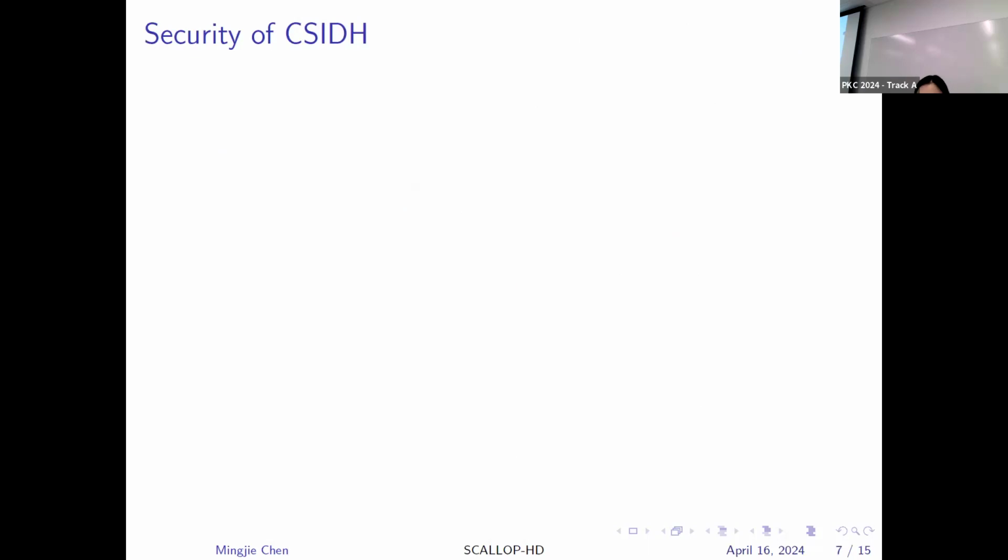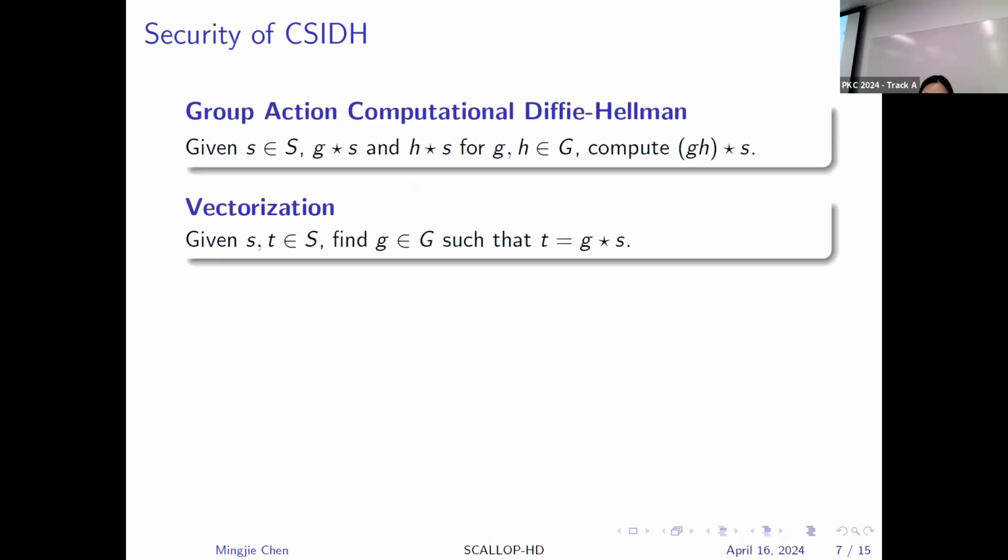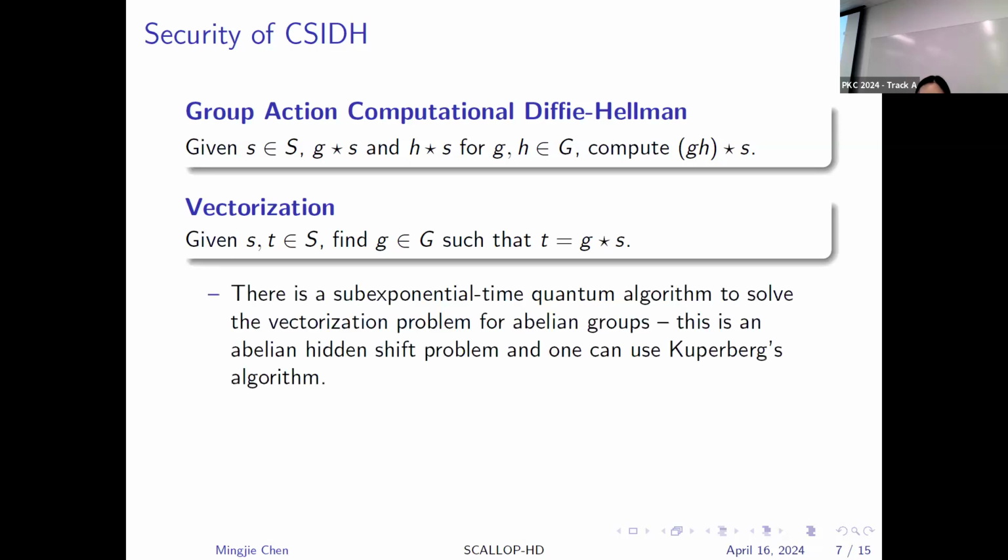The desire to scale. Why do we want to scale the strategy of CFish? That's because of the security concern on CSIDH. The security of CSIDH is closely related to the group action computational Diffie-Hellman problem, which is quantumly equivalent to the vectorization problem, according to the previous talk, where the vectorization problem was called the group action inversion problem.